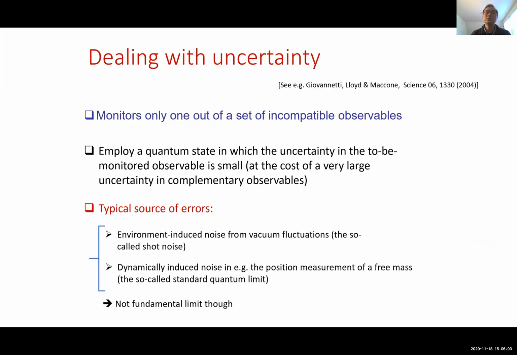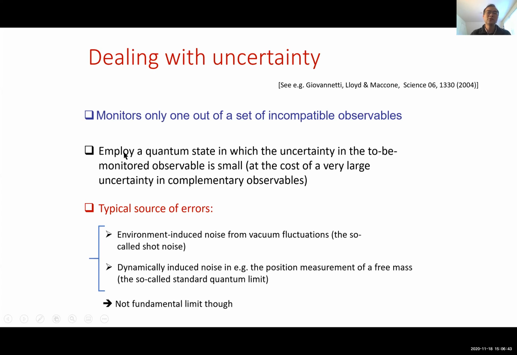Okay. There is a very nice paper by these authors some time ago. They raised the questions and they provide some resolutions. For example, the uncertainty is always there, so how do you deal with that? They propose, for example, that you can monitor one out of a set of incompatible observables. You don't want to observe two incompatible ones. Of course, this is just to evade the problem in some sense.